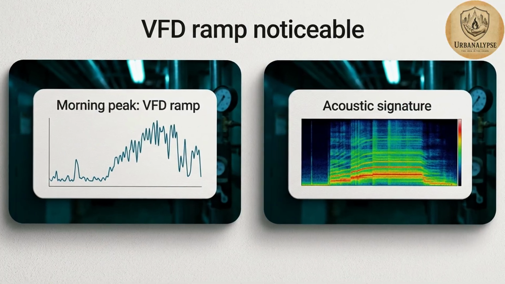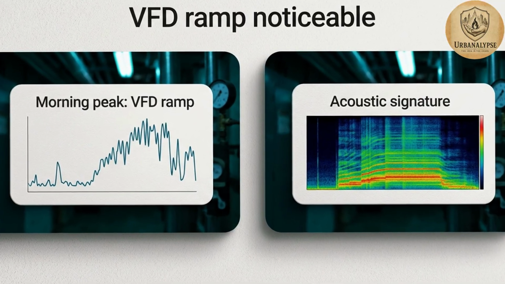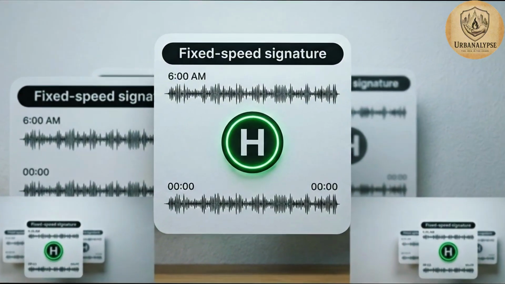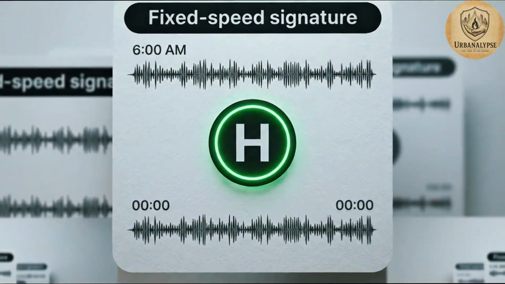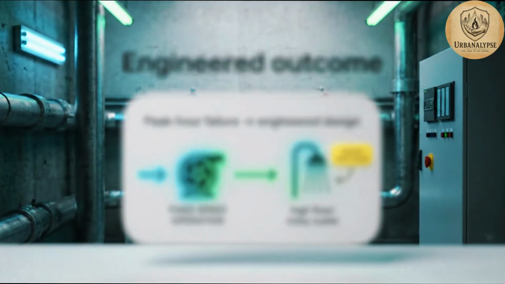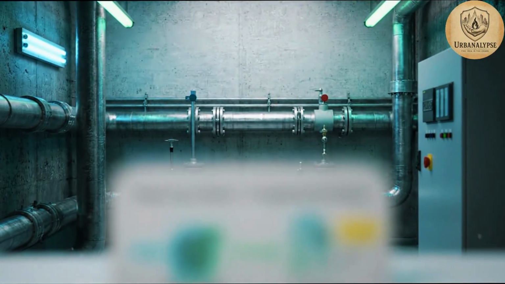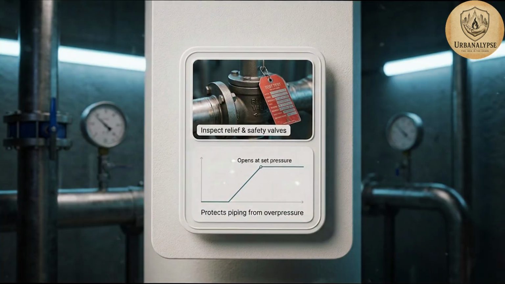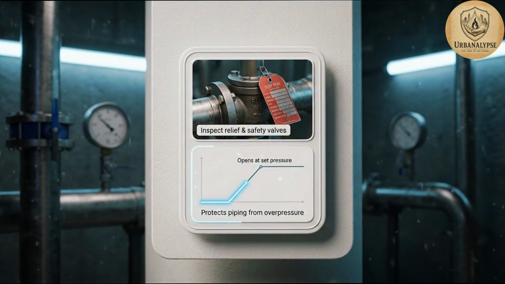VFD boosters ramp noticeably during morning peaks. Fixed speed systems sound identical at 6 a.m. and midnight. If yours sounds the same, your peak hour failures are an engineered outcome. VFD retrofit guide is in the description.